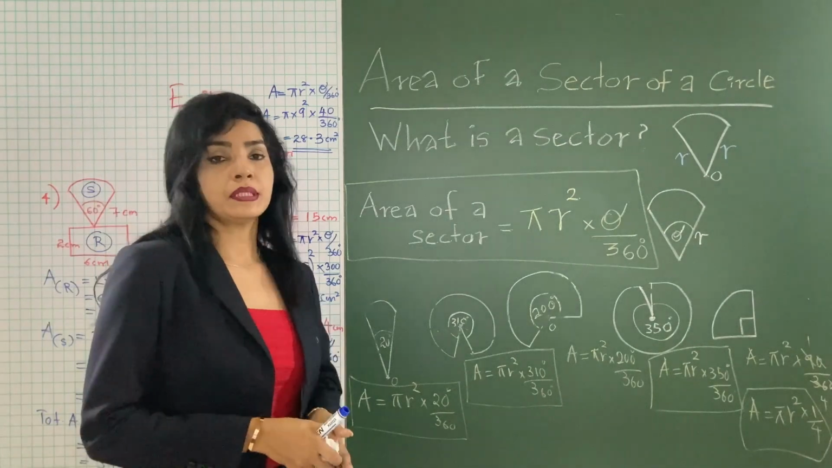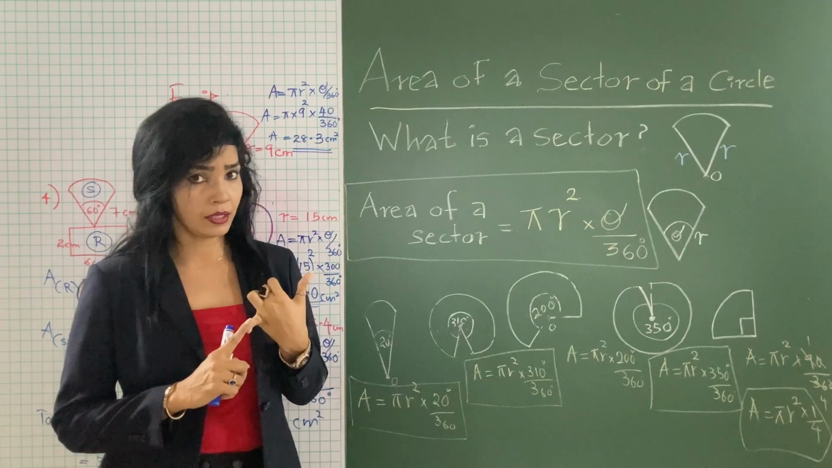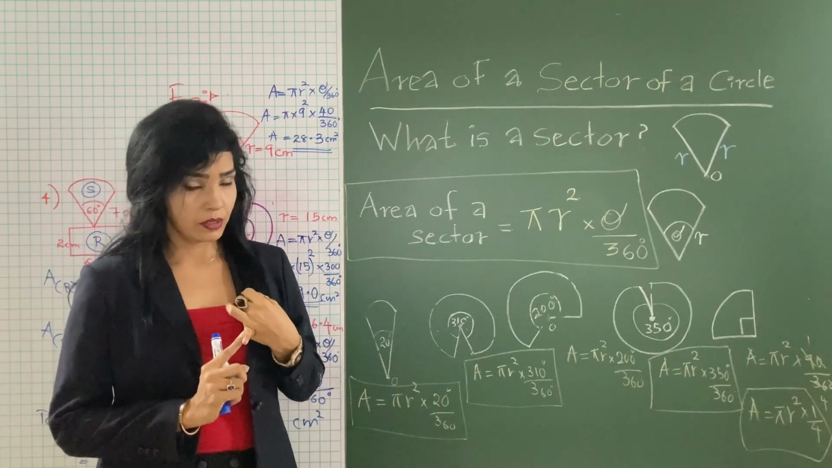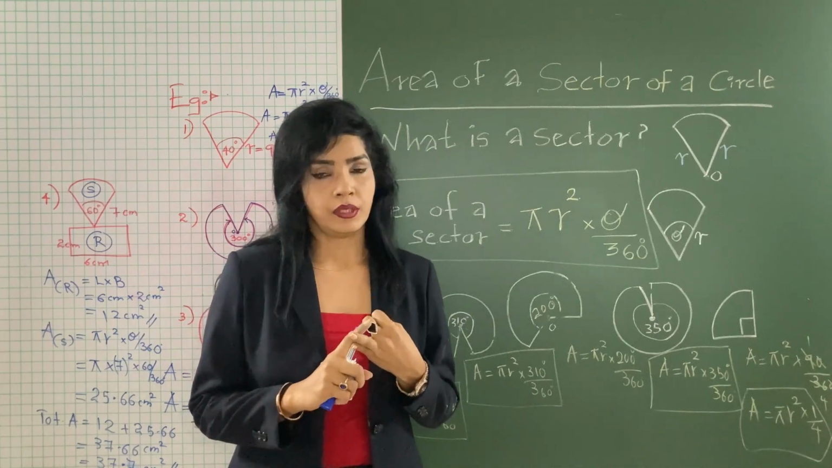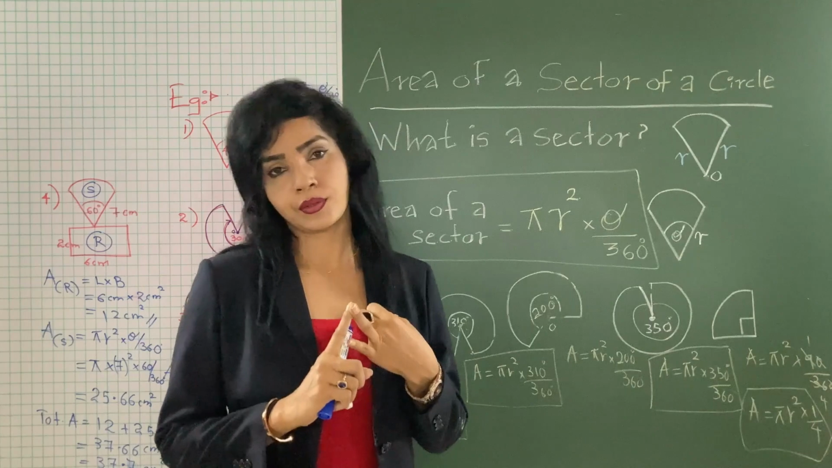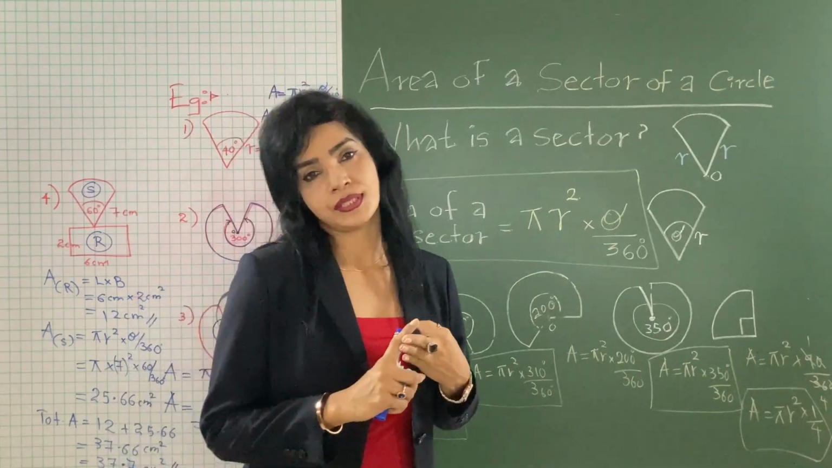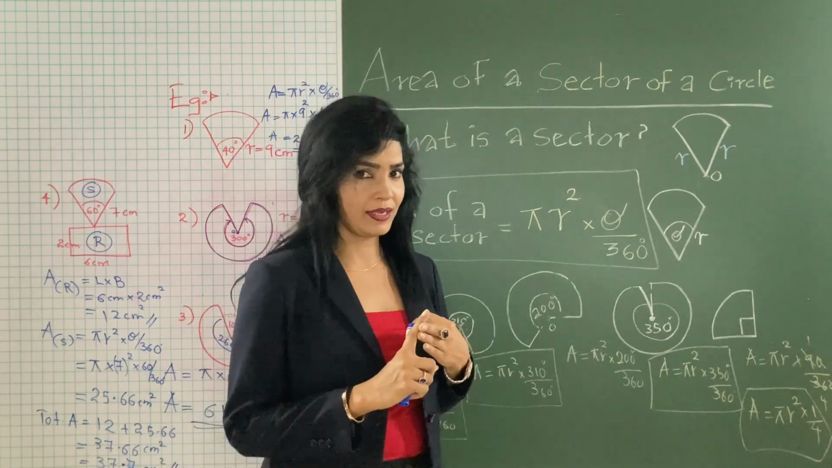Okay, let me summarize. We learned area of a circle today. This is pi r square. Area of a semicircle: can you read out the formula for that? Half into pi r square. Very good. Quarter of a circle, quadrant, area: quarter into pi r square.